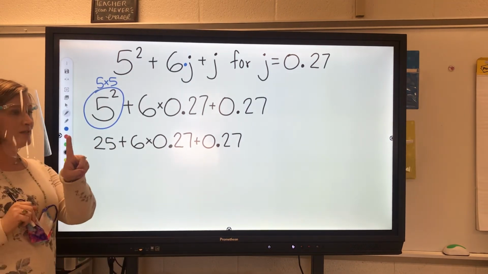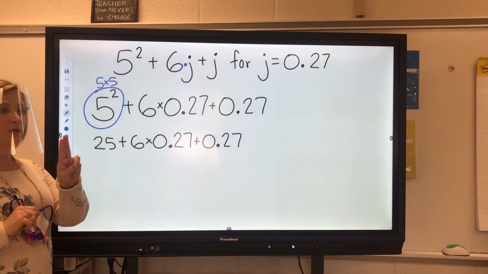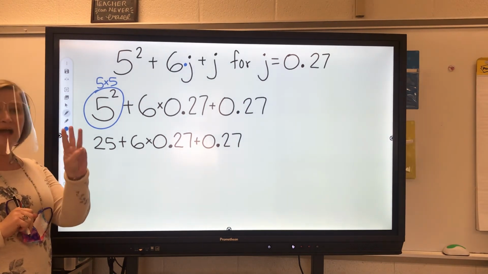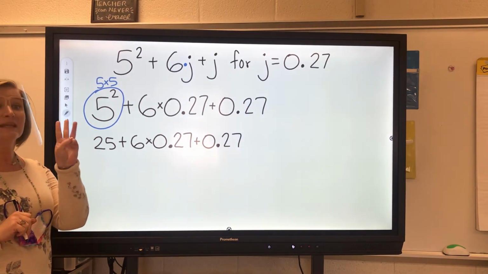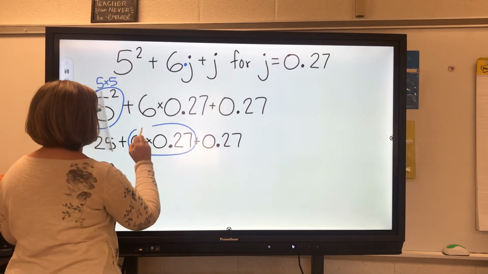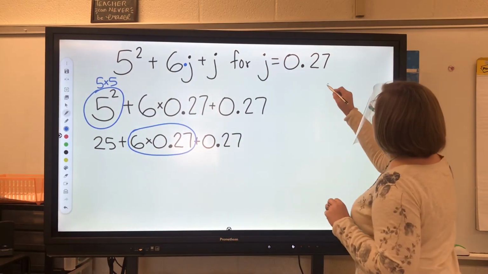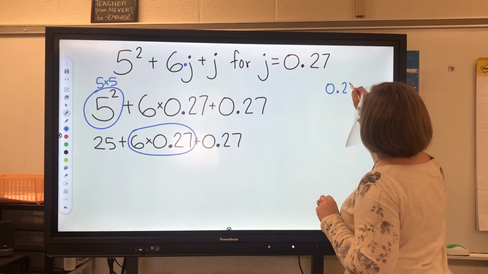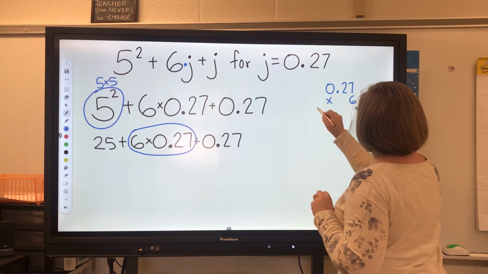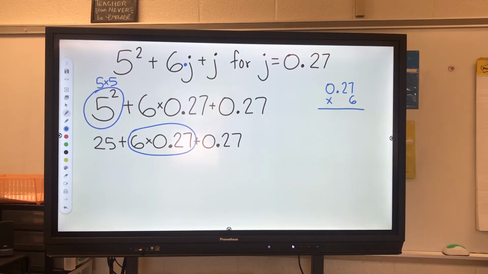Do I have parentheses? No. Do I have exponents? No. Do I have multiplication or division? Yes. Where's my multiplication? 6 times 2700. Well, I can't do that right there, so I'm going to come over here to the side and I'm going to move Josh so you can see. Over here to the side like this. I want you to multiply that on your paper.